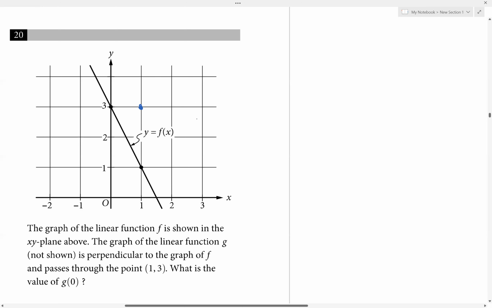So to know exactly what the slope is for the g function, we know that for perpendicular lines, the slopes are opposite reciprocals of each other. Which means we have to make the number opposite, and then we have to flip the fraction, that'll be the reciprocal.